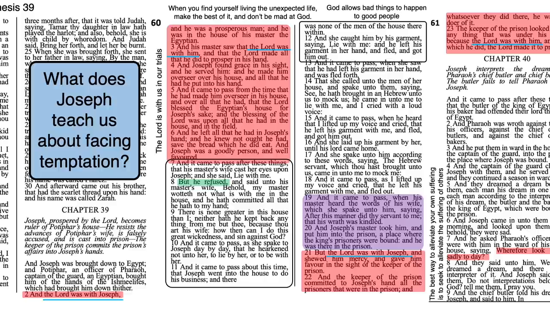Potiphar and God. First, Potiphar. "There's none greater in this house than I. Neither hath he kept back anything from me but thee, because thou art his wife." Perhaps that kind of thought will help us when we're tempted.